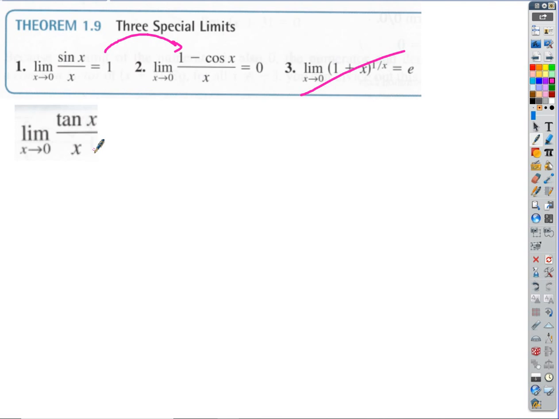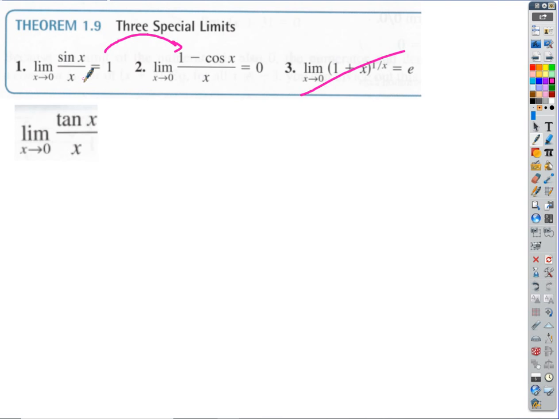0 over 0. Tangent of 0 is 0, and x obviously goes to 0. So it's indeterminate, right? So what can we do? Well, now that we have these special limits, we can use trig identities or relationships to rewrite this expression in such a way that one of these 2 limits, and it'd be this one in this case, you'll be able to see pretty easily, is going to expose itself, pop out, and then that's going to reduce the indeterminacy.